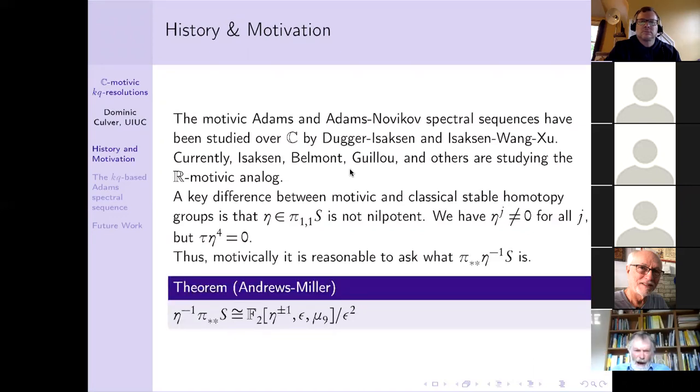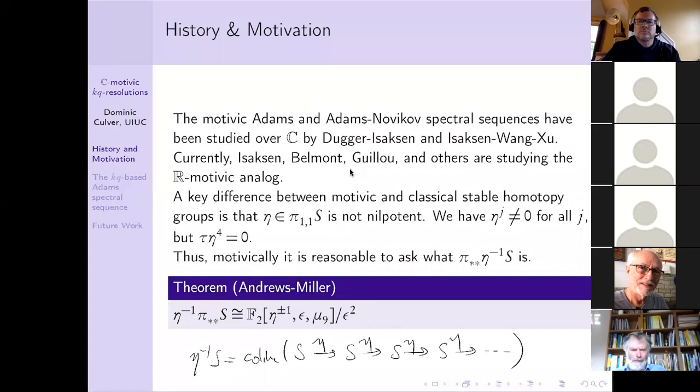But because eta is not nilpotent on the motivic sphere, you can do the same sort of thing that I did earlier, and you can form the mapping telescope. So you have this eta-inverted sphere, and this is just the colimit. You take S, multiply it by eta, and keep multiplying it by eta over and over, and you take the colimit of that. That's what this eta-local sphere is.